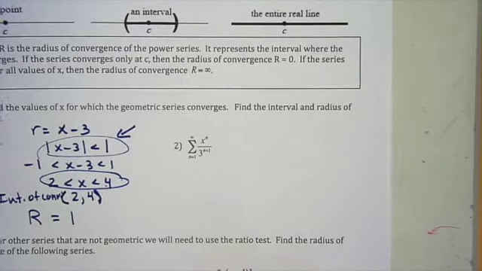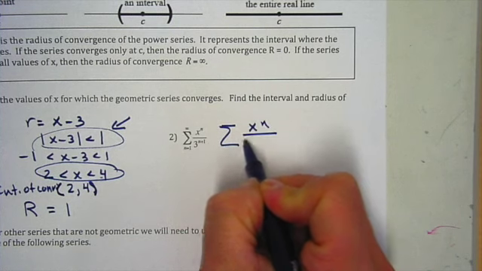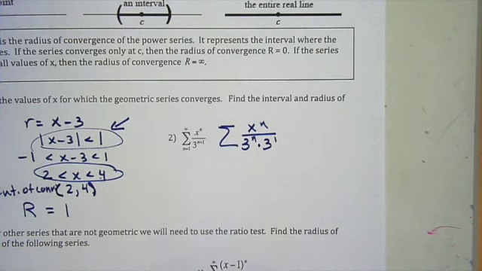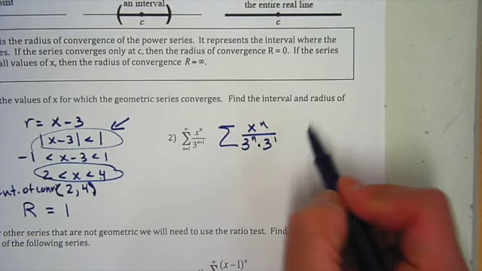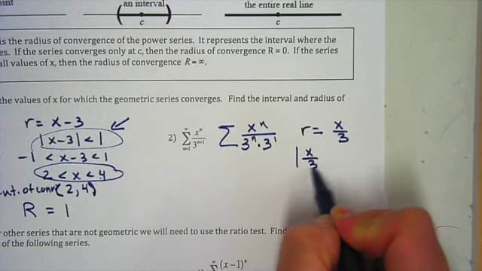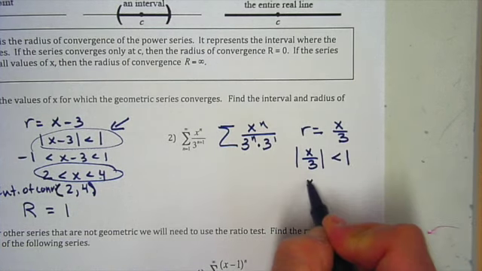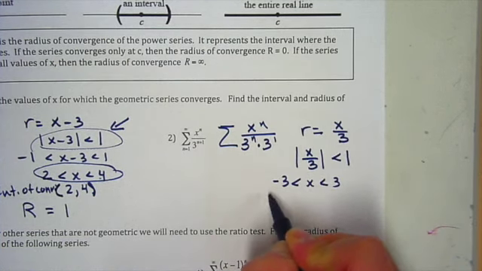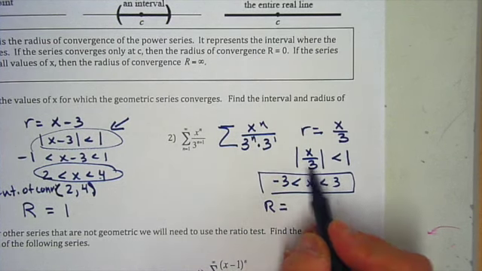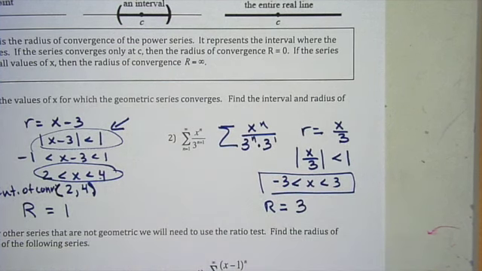Okay, let's look at the next one. This is also a geometric series. You can rewrite this if you want. This is really the same as 3 to the n times 3 to the first on the bottom. So the 3 to the first is a constant multiple you can pull out. So your r is really x over 3. Again, we know that a geometric series converges if the absolute value of r is less than 1. If I solve this, I get to here. So this is my interval of convergence right here. My radius of convergence, my center is 0. I'm going 3 either direction, so my radius would be 3.